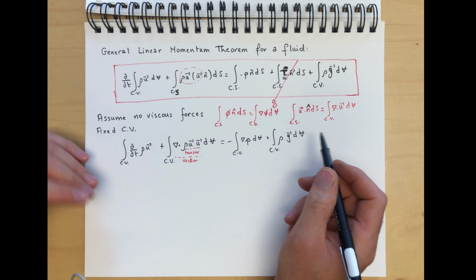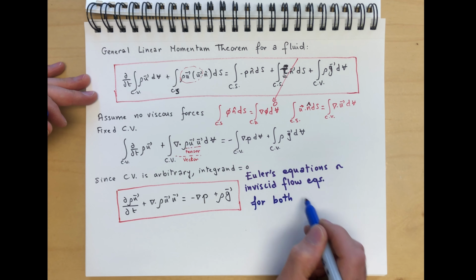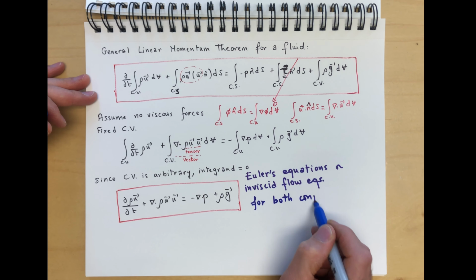So these are Euler's equations, or inviscid flow equations, for both compressible and incompressible fluids.